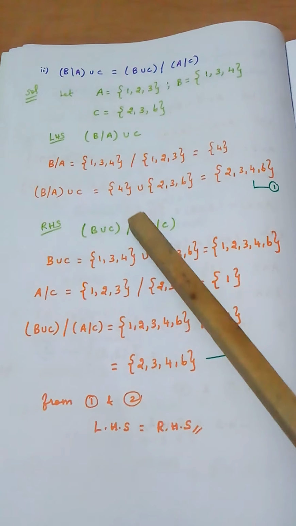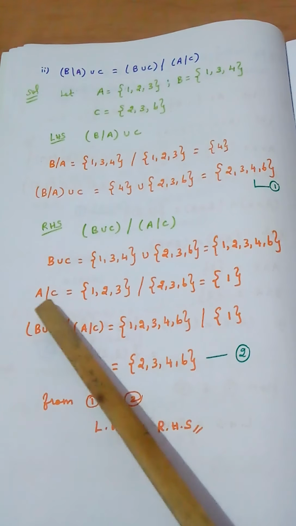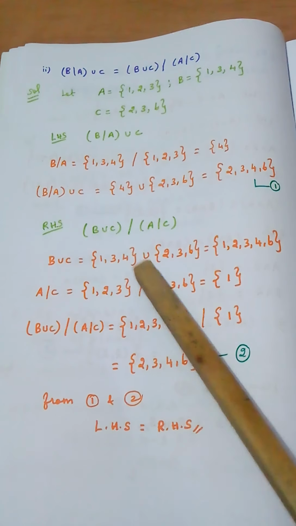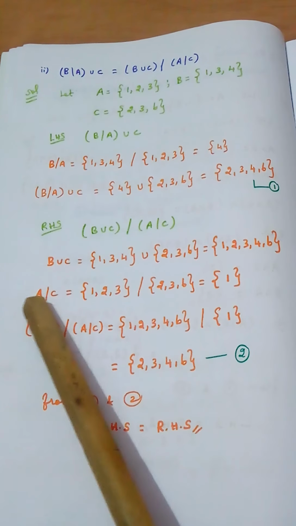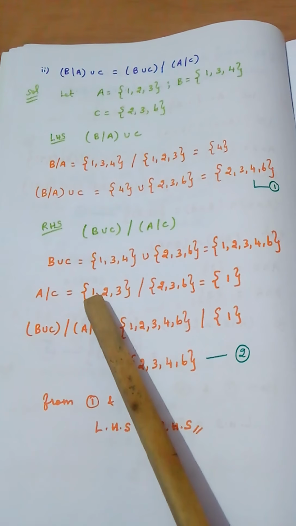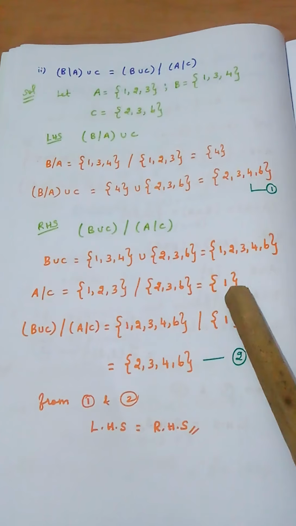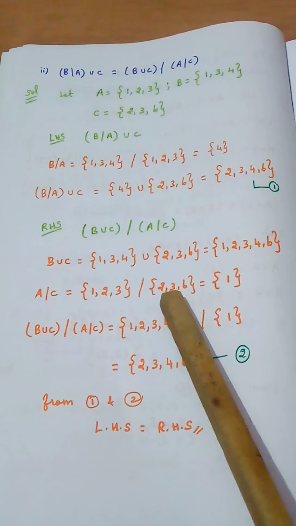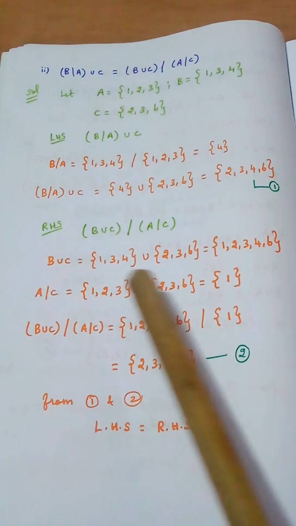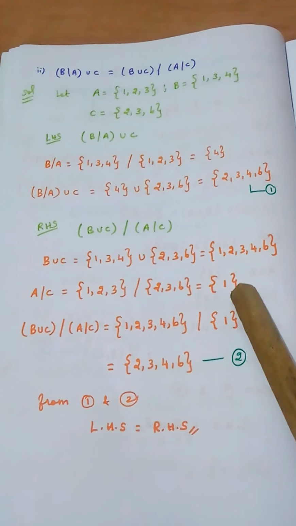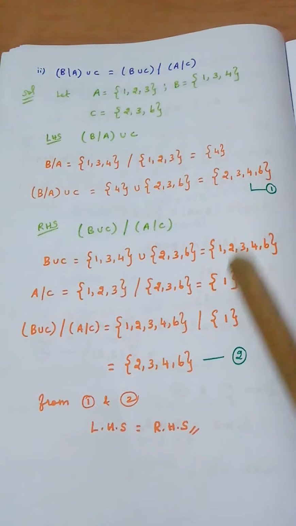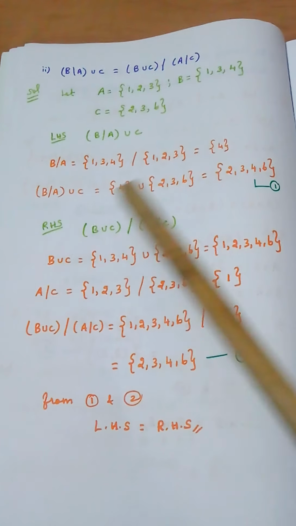Next I have to calculate this, what? A difference C. A difference C means first write A, difference, then write C. What is the meaning? Present in A, absent in C. Now 1 is present, 1 is absent in C, so write 1. 2 is present, 2 is also present in C, so don't write. 3 is present, 3 is also present, so don't write. Only 1 is present here, absent here, so write 1 alone. So we have calculated this and this separately.